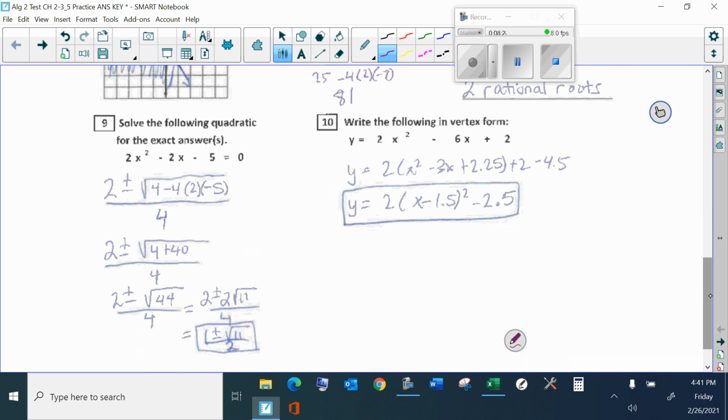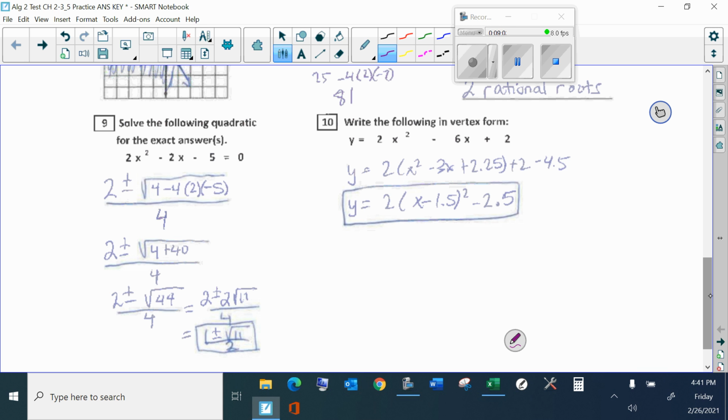Okay. Number 9, solve the quadratic for exact answers. So that's the quadratic formula, which is what you see right here. I plug it in, and I must simplify that radical, the square root of 44, down to the square root of 4 times the square root of 11. And then the square root of 4 times the square root of 11 simplifies down to 2 root 11. Then I see I have the GCF of 2 between the 2, 2, and the 4. So I divide each of those by 2. I simplify it all the way down so I don't lose a point. And then I get 1 plus or minus root 11 over 2.